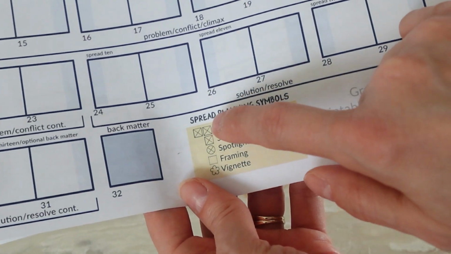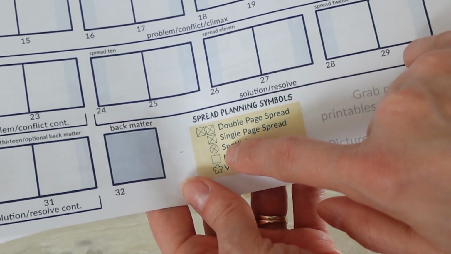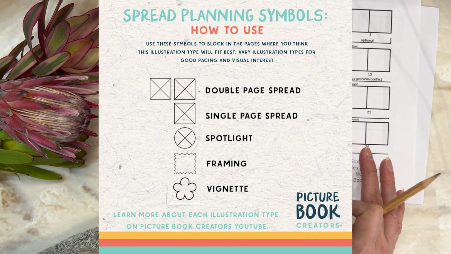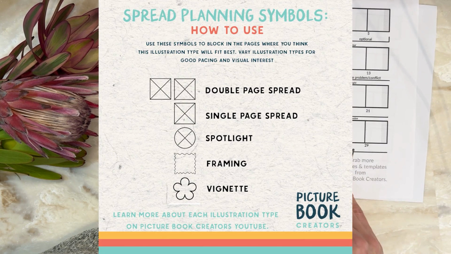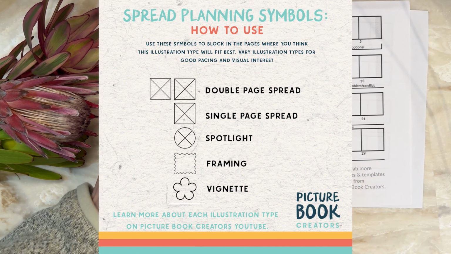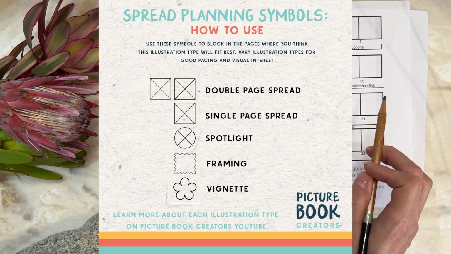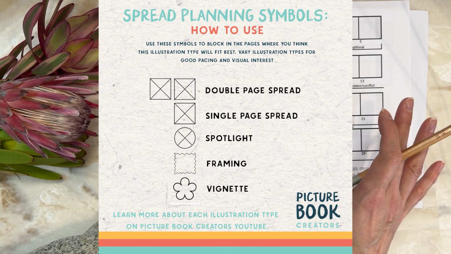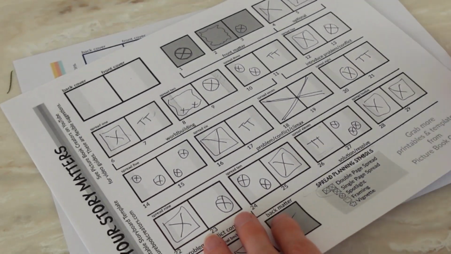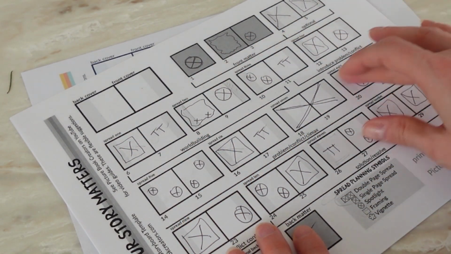These symbols are for the very beginning of storyboarding illustration. They're specifically helpful for the illustrators, whether you're the writer who is suggesting to the illustrator, or if you're working with another illustrator, you can use these symbols to suggest where you want certain types of illustration.